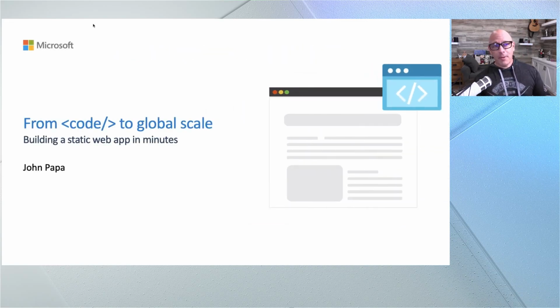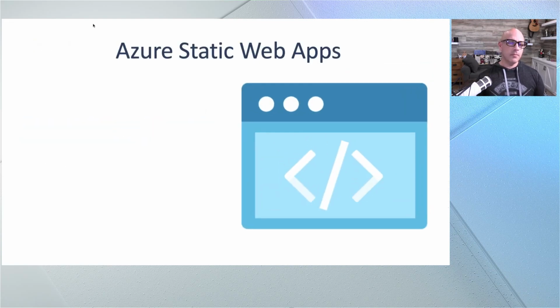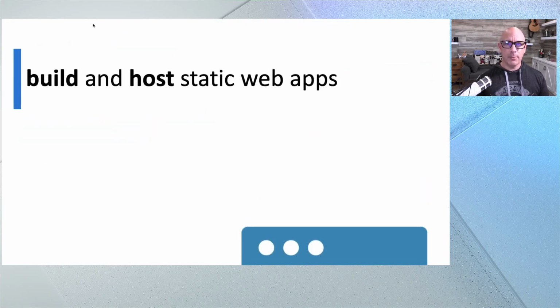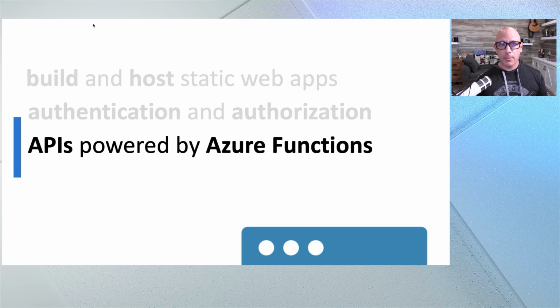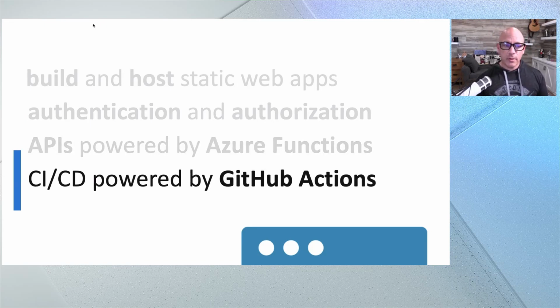Hi, my name is John Papa, and today we're going to build a static web app in minutes. So what are Azure Static Web Apps? At their heart, you get to build and host your static web applications. And something really important is just out of the box, you get authentication and authorization built into your app. You can optionally choose APIs that are powered by Azure Functions. And one of my favorite parts is you get CI/CD powered by GitHub Actions.